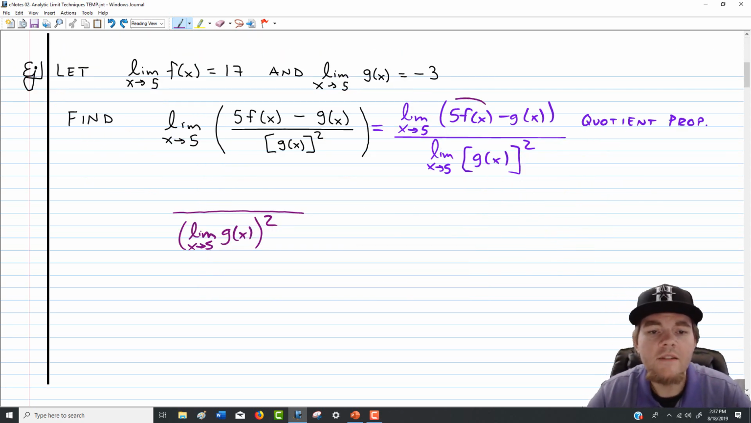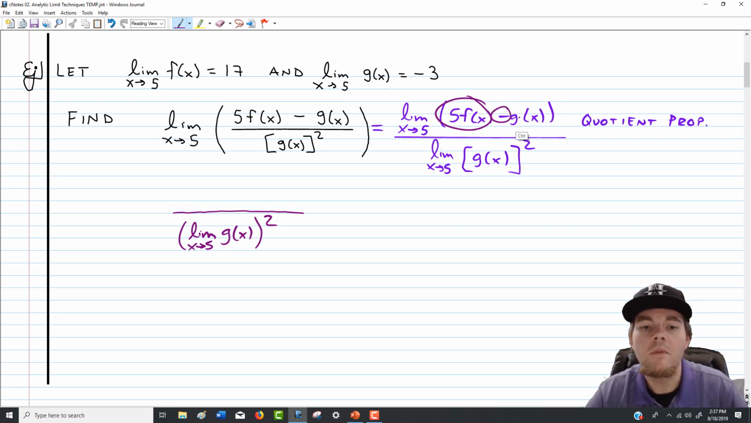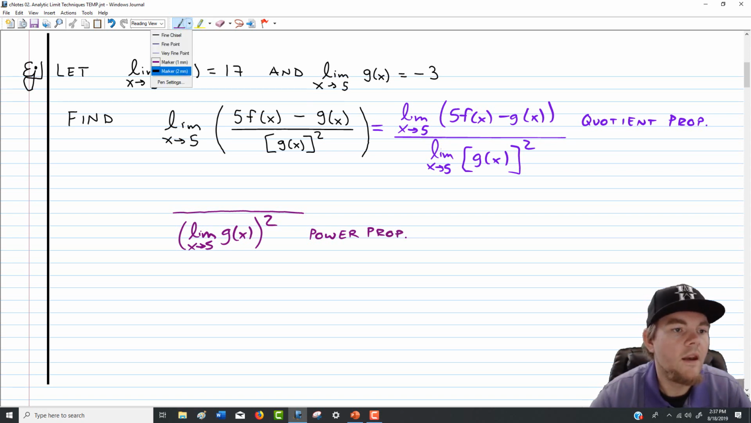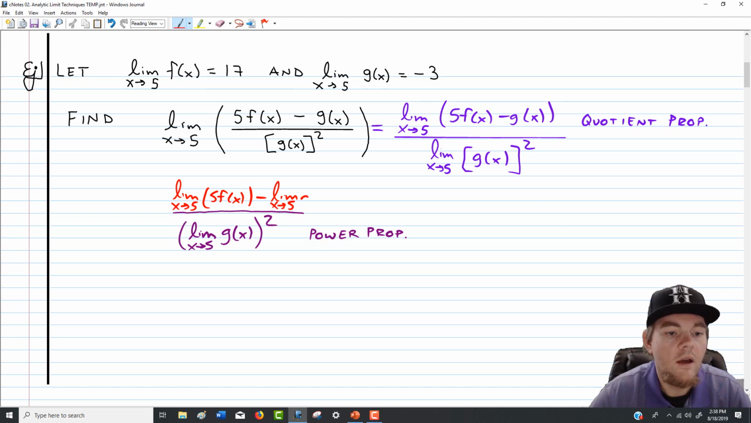Likewise, in the numerator, I see one function, yeah, there's a scalar, but we'll deal with that in a second, minus another function. So up top, I'm going to apply a different property. I should have said this was the power property. And then up top, we're going to apply the sum and difference. So we'll have the limit as x approaches 5 of 5f of x, and then we'll be subtracting the limit as x approaches 5 of g of x. Again, that was basically the difference property.